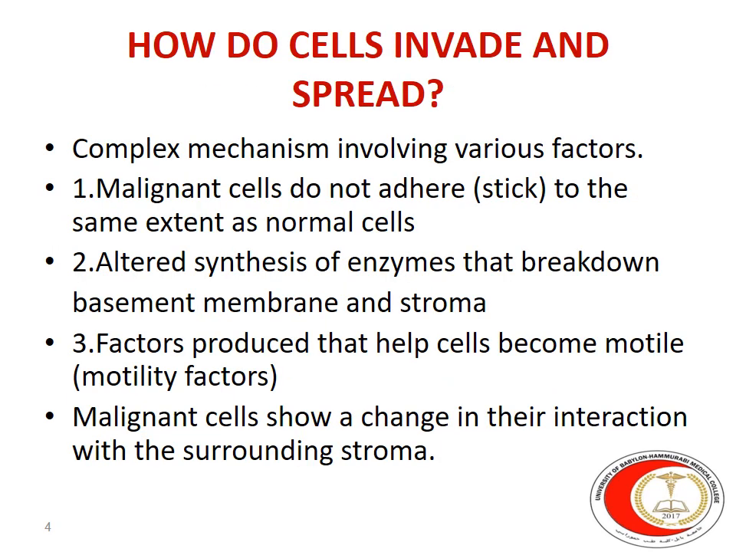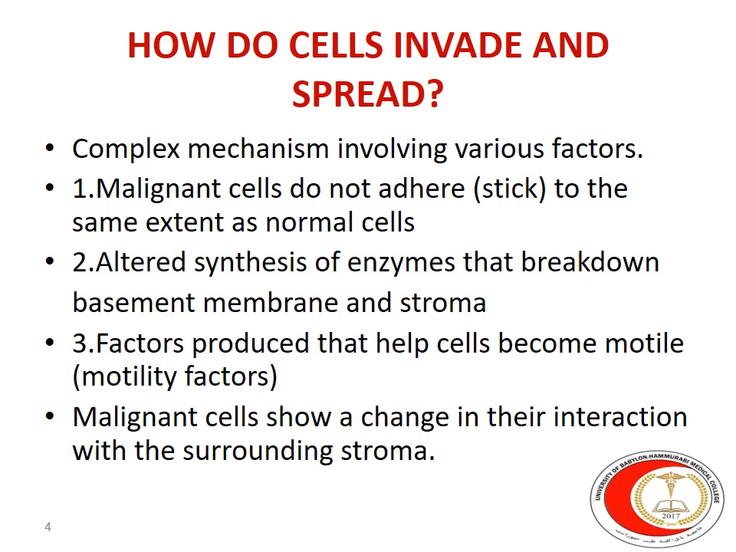So how do cells invade and spread? Put in your mind that invasion is the process that takes place before metastasis. Invasion and then metastasis. This is a relatively complex mechanism involving various factors. First of all, malignant cells do not stick to the same extent as the normal cell, and we described the loss of adherence in the previous session.